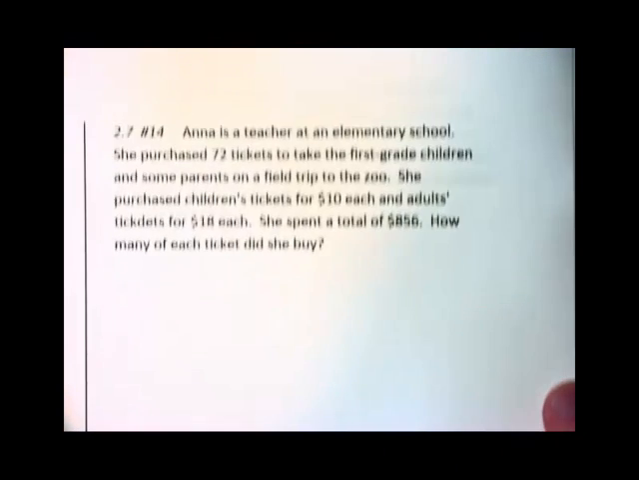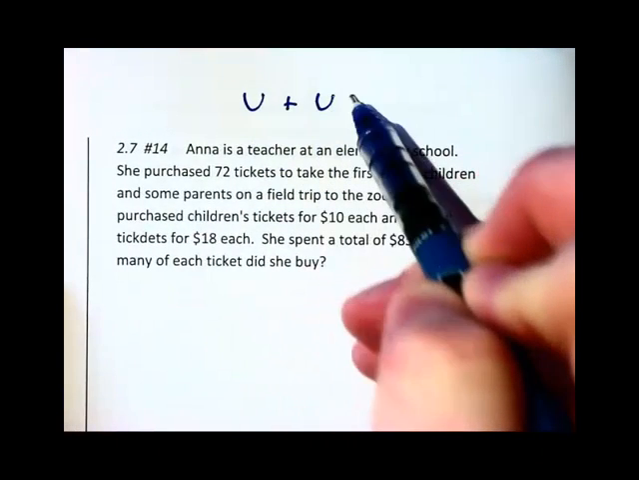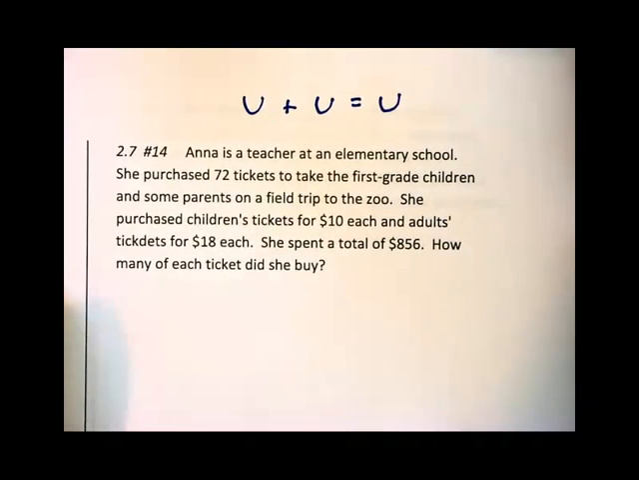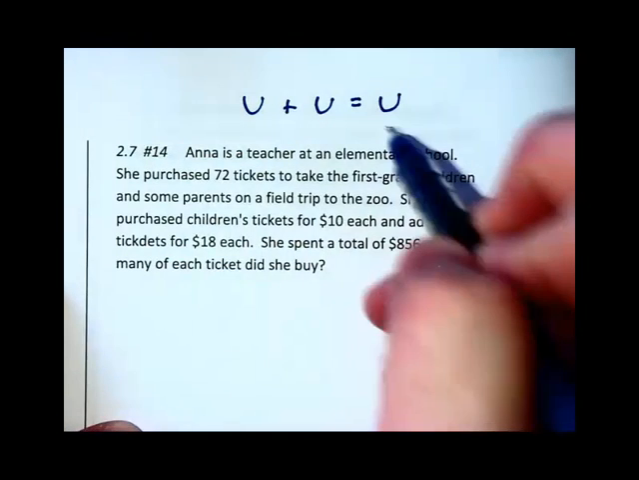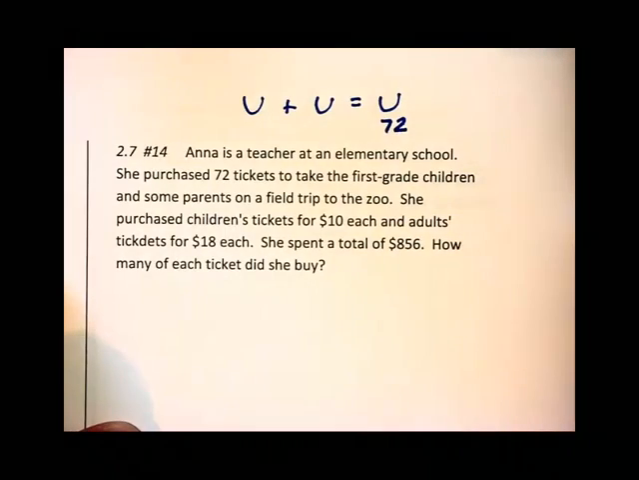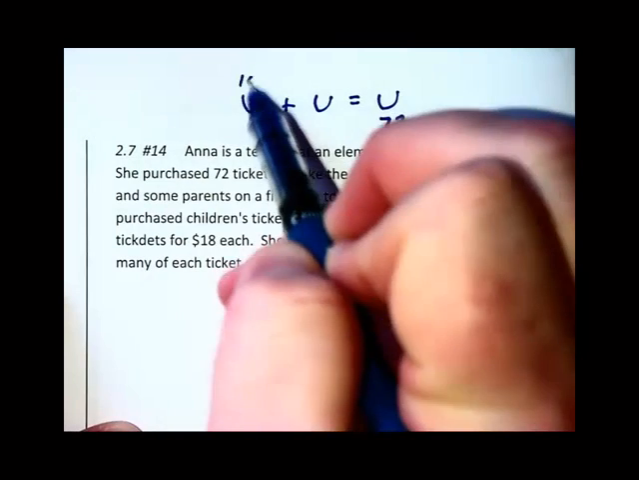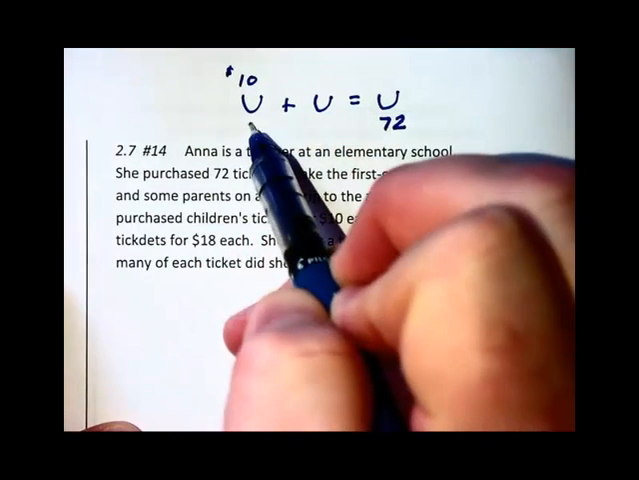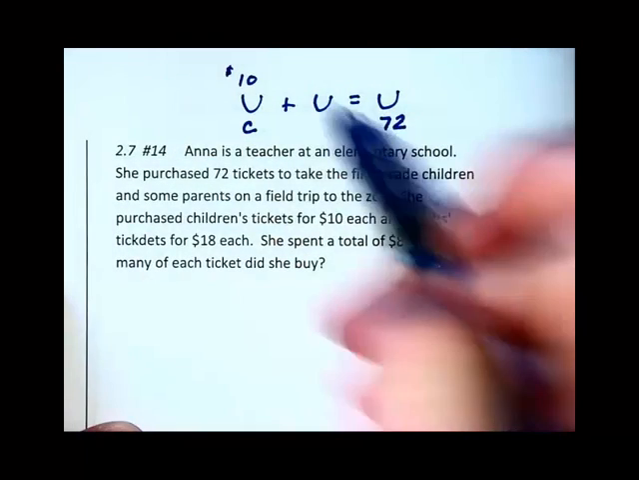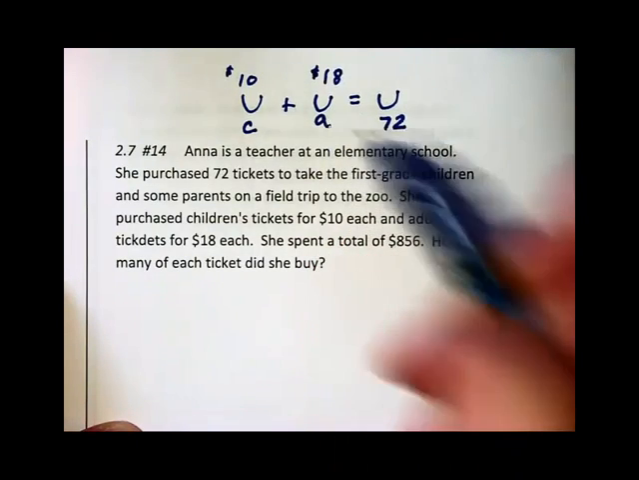So let me put our little design up at the top here. I'm still going to use mixing bowls, even though that doesn't seem the right apparatus for what we're doing here. She's purchasing 72 tickets. That's all together. That's over here on the right, and that's the number of tickets. The children's tickets are $10 each, so I'm going to put a $10 on the top, and those are child, so I'll put a C down below. And the adult tickets are $18 each, so I'm going to put $18 there, and there's A for adult.